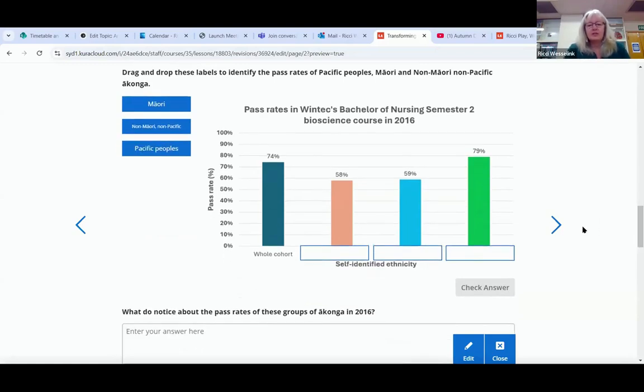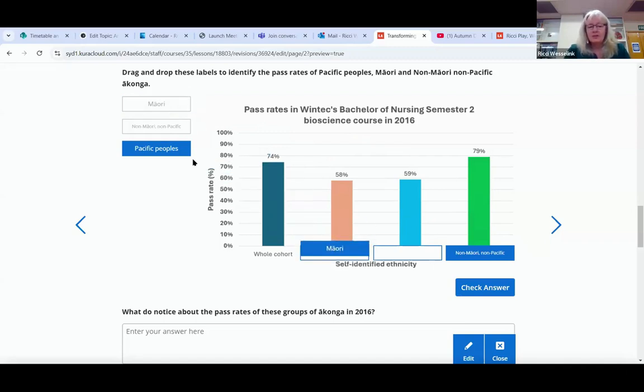And when we broke that down, I looked at the student data and their self-identified ethnicity. Where they identified more than one ethnicity, I've grouped them based on the first ethnicity that they identified, just for simplicity of processing those numbers. And what we saw was, while the whole cohort had a pass rate of 74%, and our non-Māori, non-Pacific students had a pass rate of 79%, our Māori and Pacific students had lower pass rates of 58 and 59%. So there's a discrepancy there.